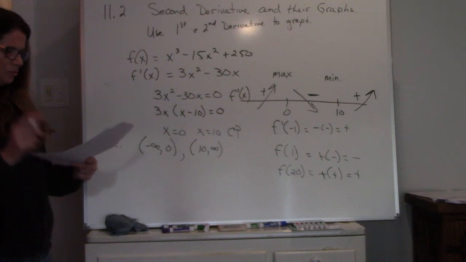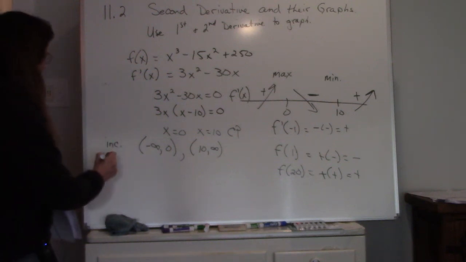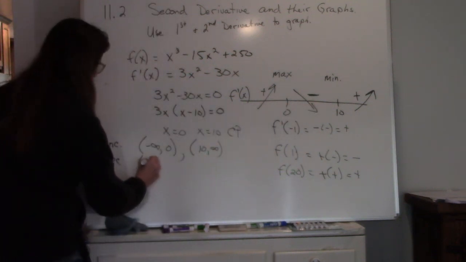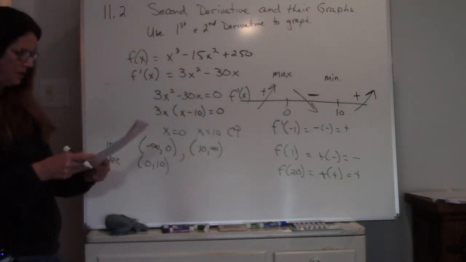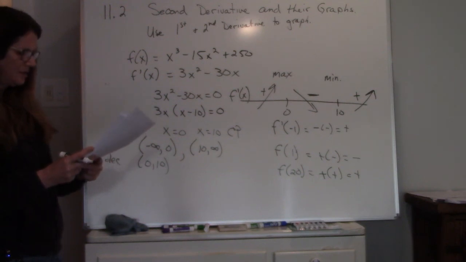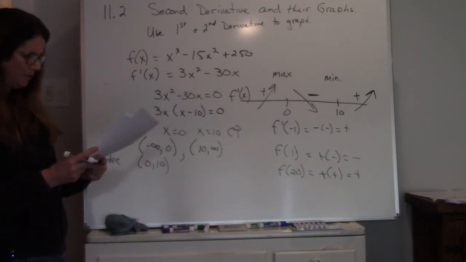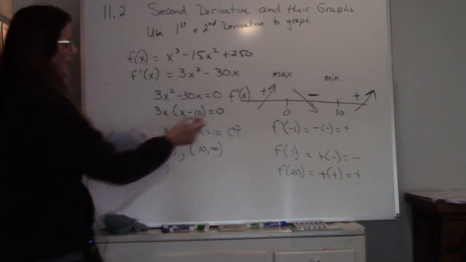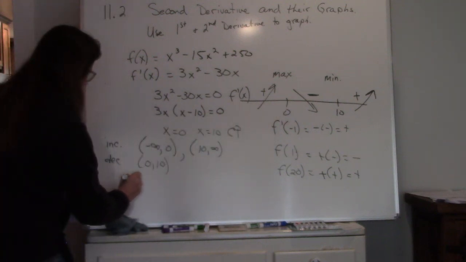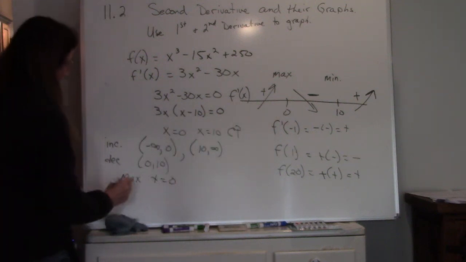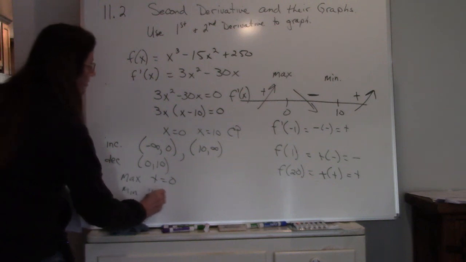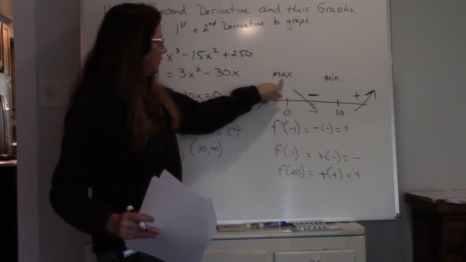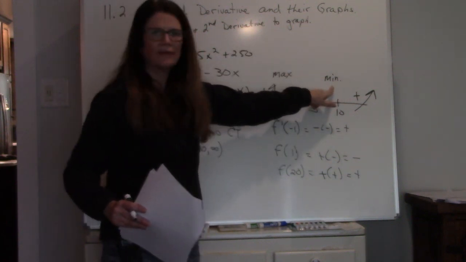Then it says the function is decreasing. So where is it decreasing? It's decreasing between 0 and 10. Then it says the function f has a local maximum and the function f has a local minimum. So the maximum is at x equals 0. And the minimum is at x equals 10. So again, if it goes up and then down, it's a maximum. If it goes down and then up, that's a minimum.